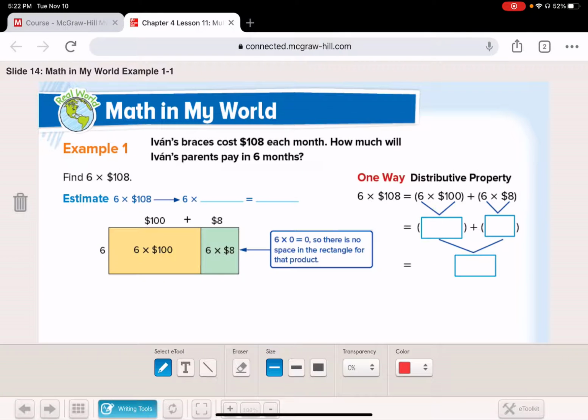This is Chapter 4, Lesson 11, and it's called Multiply Across Zeros. We are on page 261, and we are going to do example number 1.